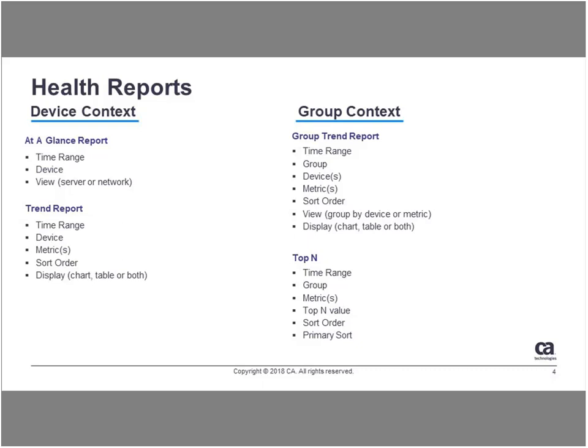And moving on from the single device context trend report, we have a group context. When we go into a group context trend report, this will be based off of the group membership, and you can choose to select all the devices in that particular group or a subset of those devices. Similarly, you can also specify which metrics you want to include on this report, the sort order, and how you want to view this. Do you want to group them by the device or by the metric? Again, we'll cover all these coming up in the demo here shortly.